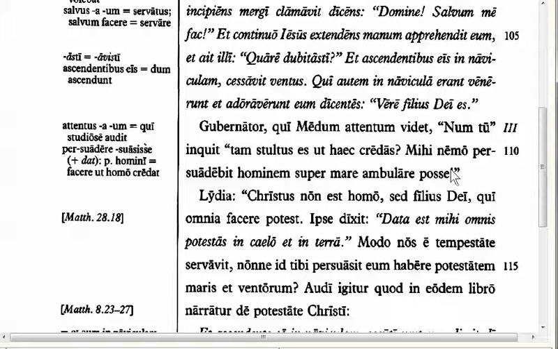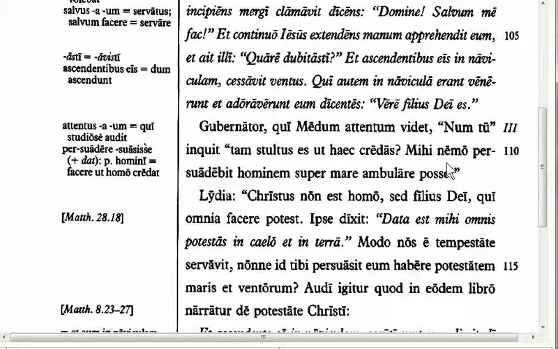What is unusual about persuadebit is that it has two possible constructions afterward. Here we have the accusative subject infinitive main verb. Nobody will persuade me that, as indirect statement, a person is able to walk. But persuadebit can also take an ut clause. Nobody will be able to persuade me.